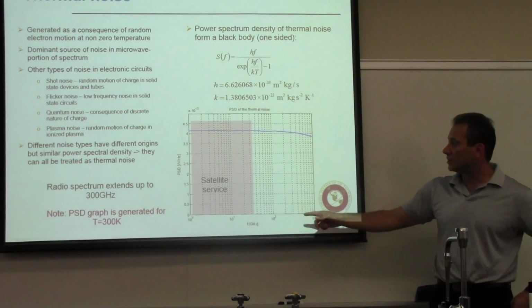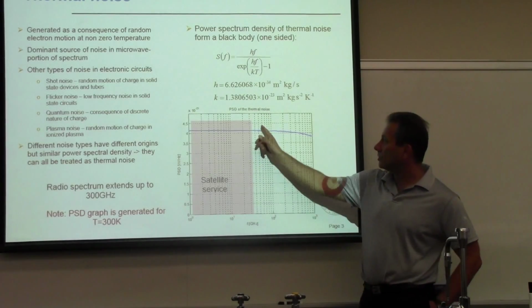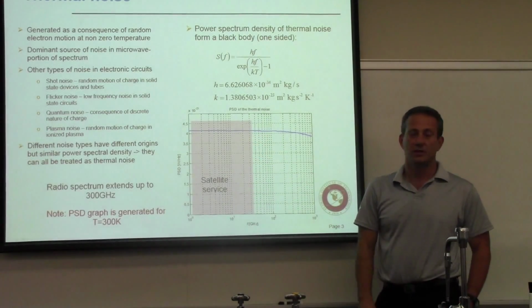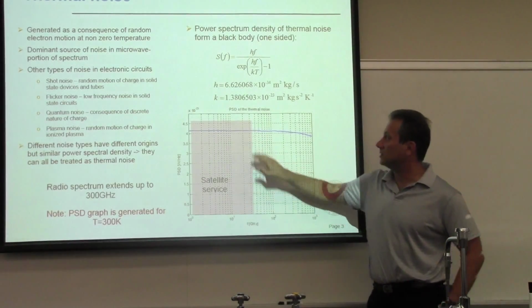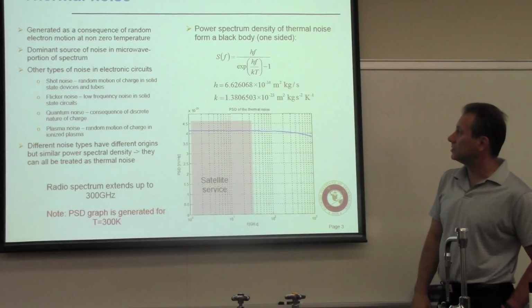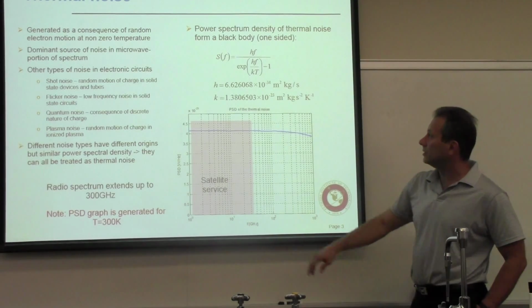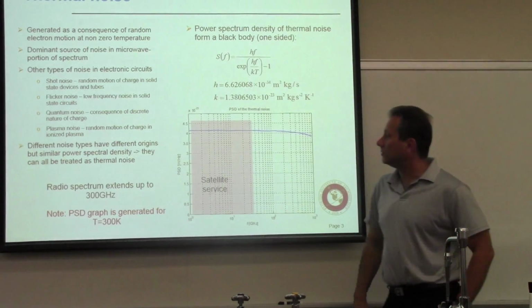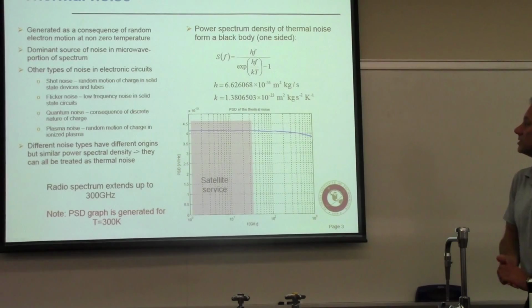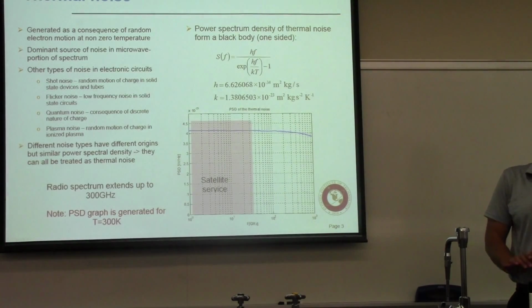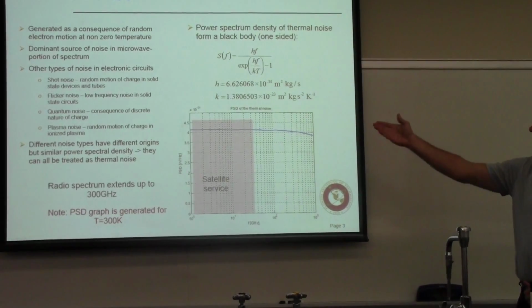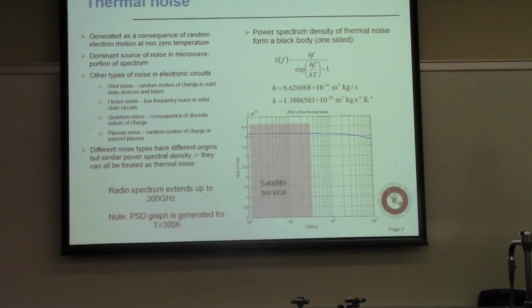As a matter of fact, this shaded area here shows you where the satellite service exists, and you can see that the power spectral density is very much constant, right? And this is the value here. This plot is given for a temperature of 300 kelvins, which gives you this 4 times 10 to the minus 21st watts per hertz, right?